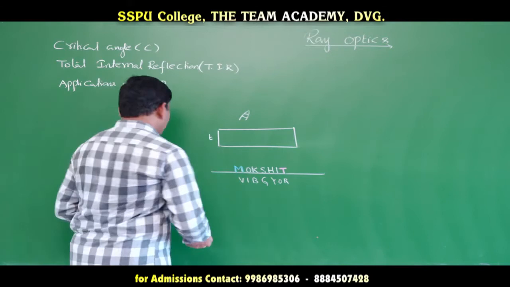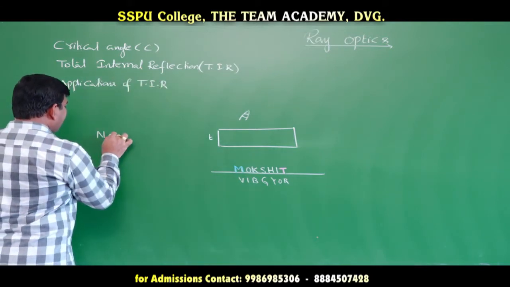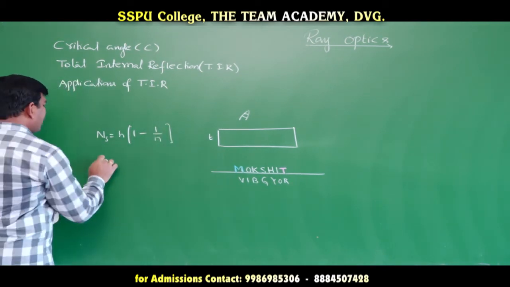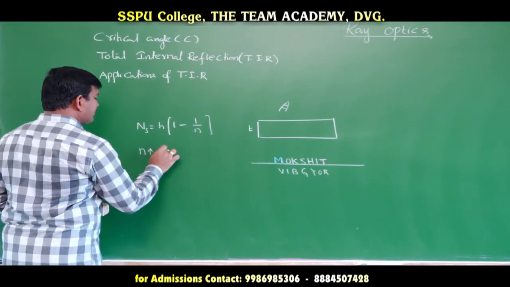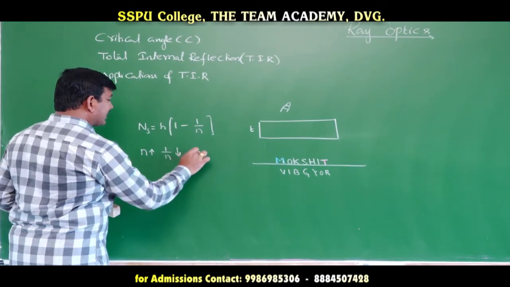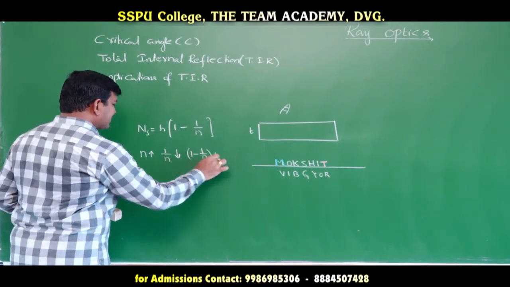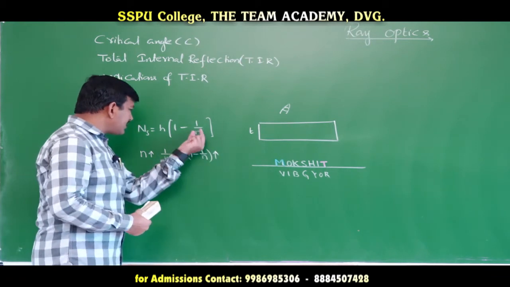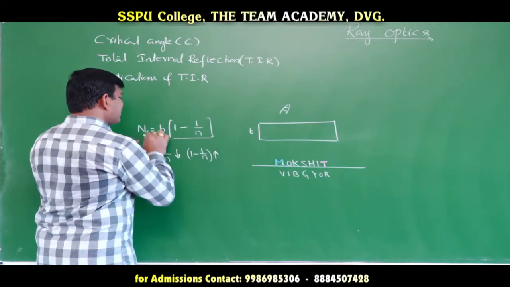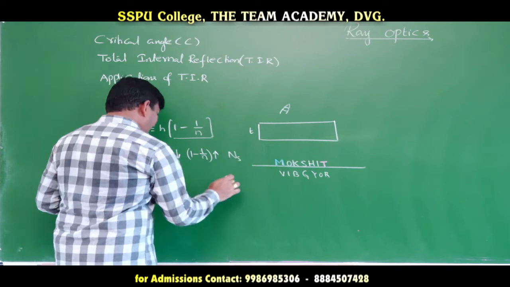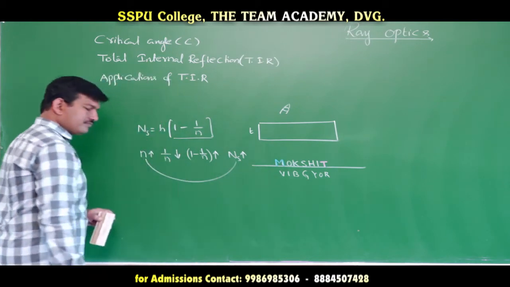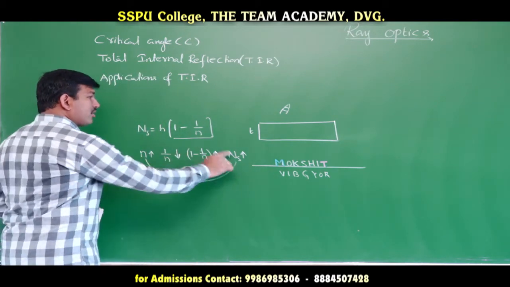Normal shift is more for which color? I know the formula for normal shift: Ns is equal to H into 1 minus 1 by n. Yes or no? Here, n increases means 1 by n decreases. 1 by n decreases means 1 minus 1 by n increases. Because this value decreases, the total value increases. This implies Ns also increases. So finally, what is the relation between these two? Refractive index more means normal shift is more.